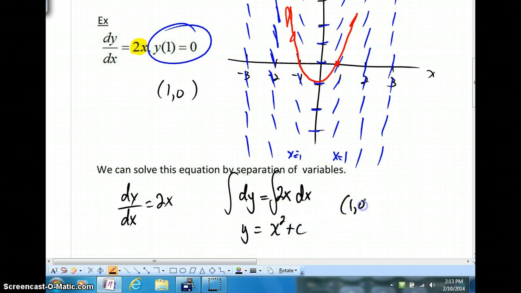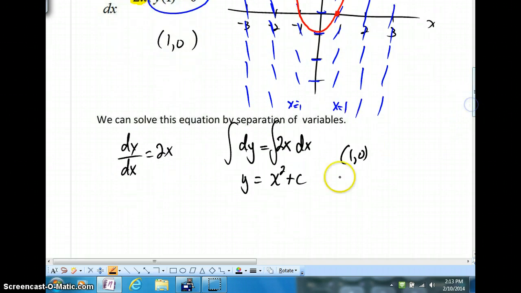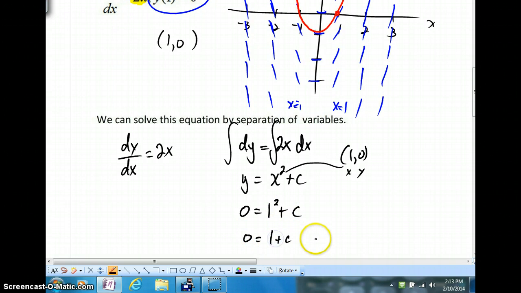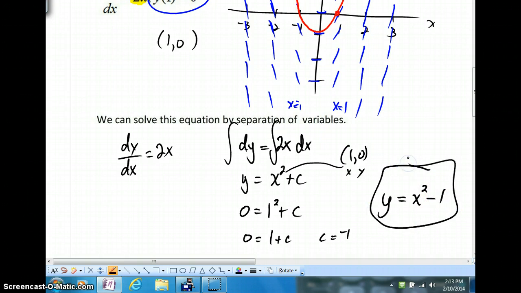But don't forget, we also have this initial condition of (1, 0). So I could plug in a 1 for x and a 0 for y. And very quickly, we find out that C is equal to -1. What are we really getting at? There's one particular solution to this slope field, to this direction field, that contains the point (1, 0). We have officially solved it. By the way, you would have been able to solve that last year as well.